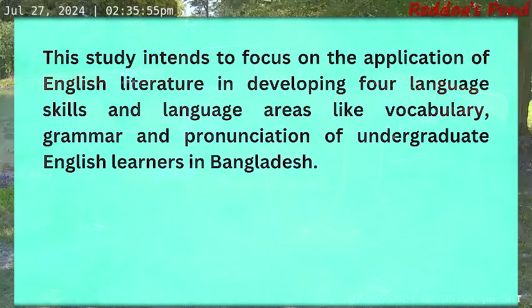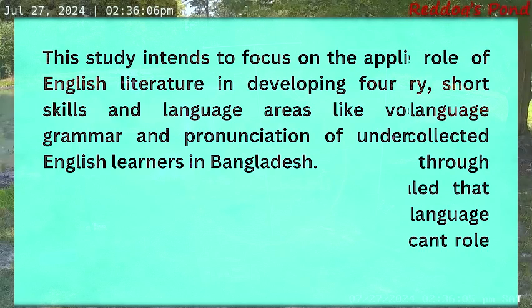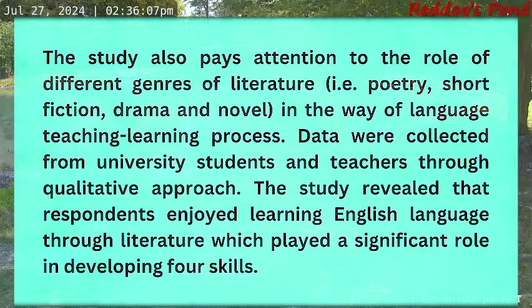The study intends to focus on the application of English literature in developing 4 language skills and language areas like vocabulary, grammar, and pronunciation of undergraduate English learners in Bangladesh. The study also pays attention to the role of different genres of literature, i.e., poetry, short fiction, drama, and novel, in the way of the language teaching-learning process.